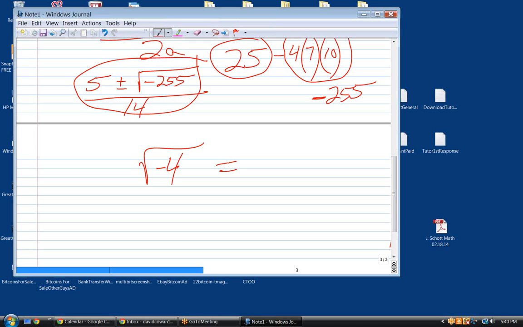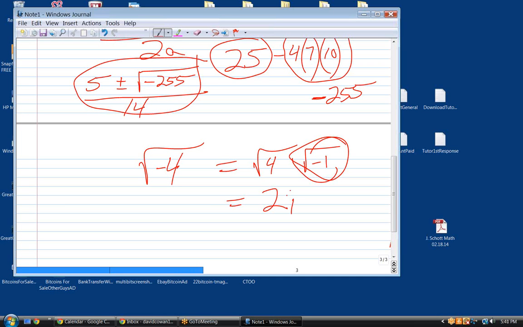Not quite. You're close. In other words, the way to do these is to separate it into that and that. 4 times minus 1 is minus 4, so you can always do this. And then the square root of 4 is 2, and that is I. So the square root of minus 4 is equal to 2I.